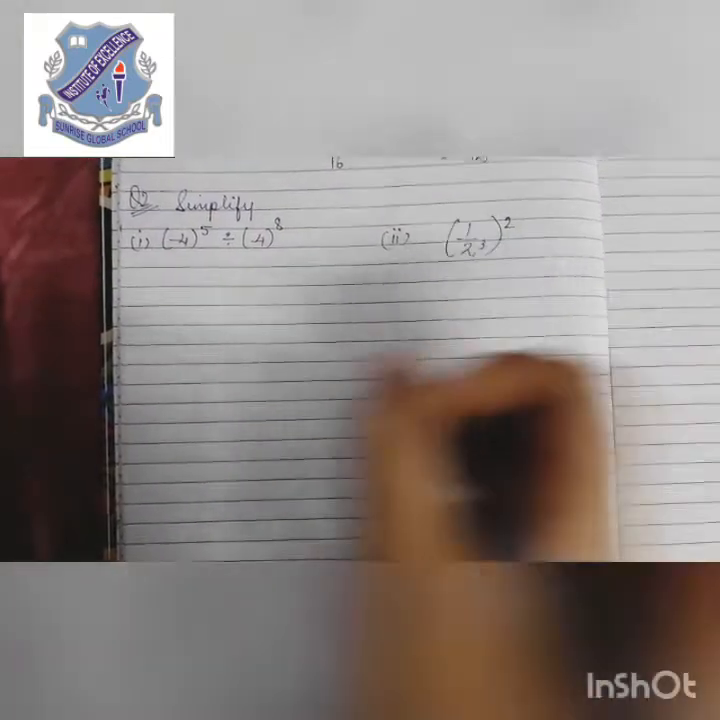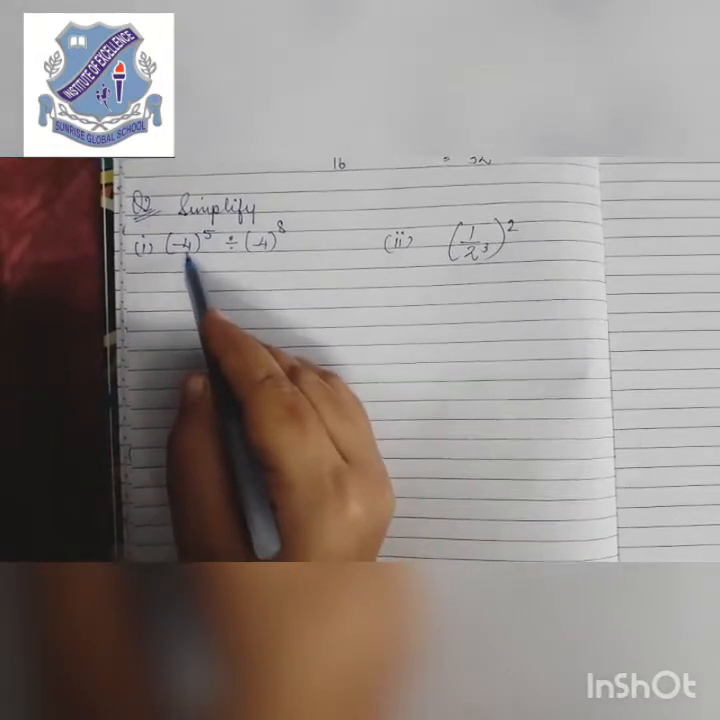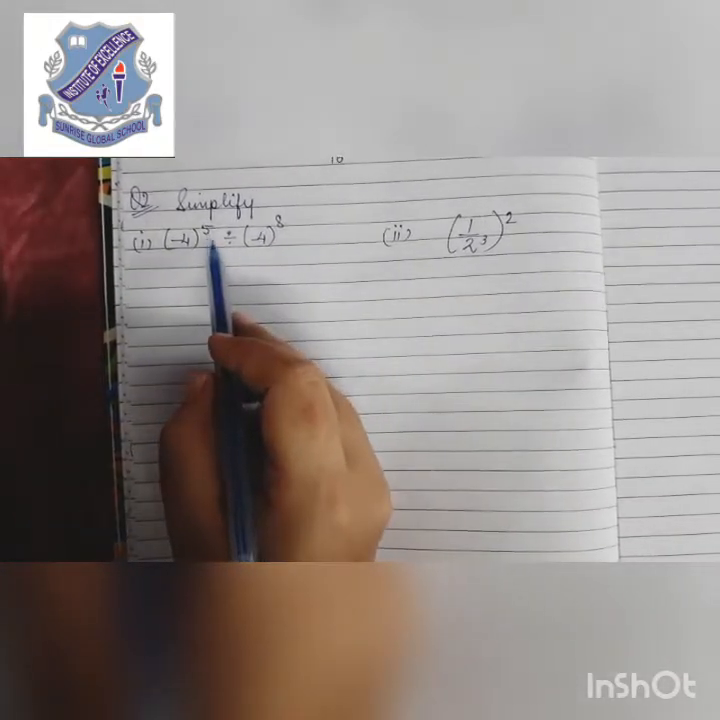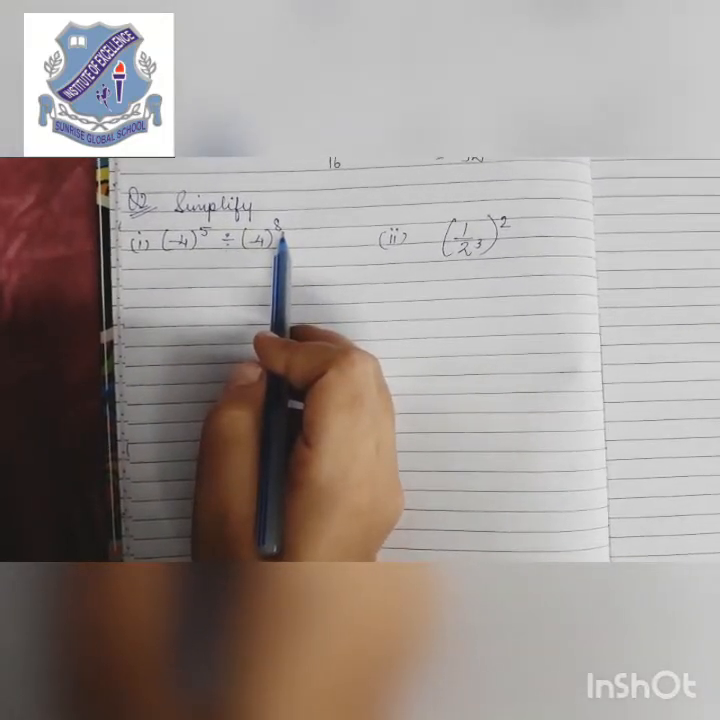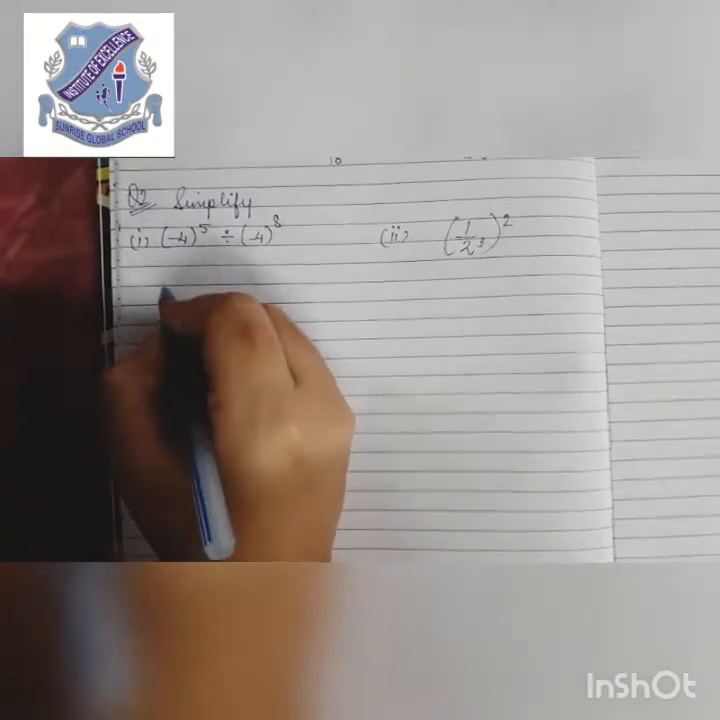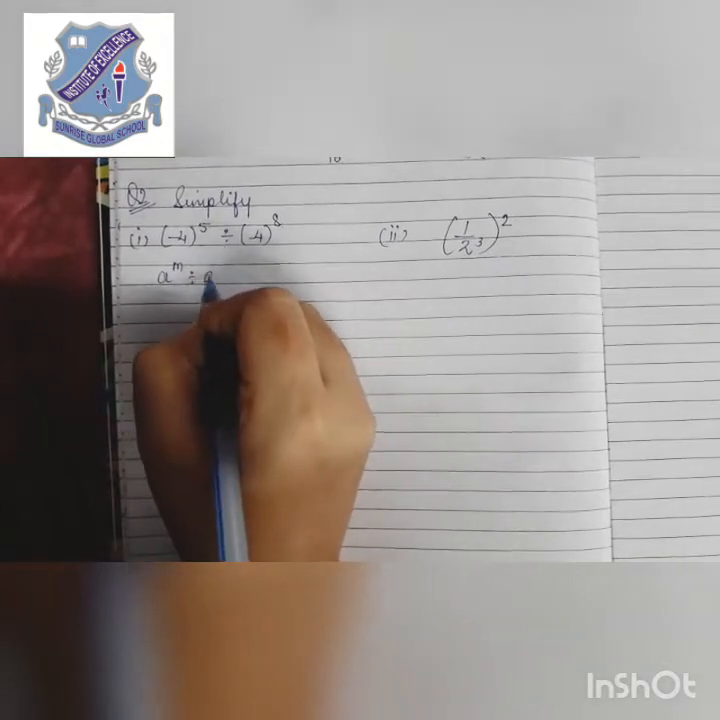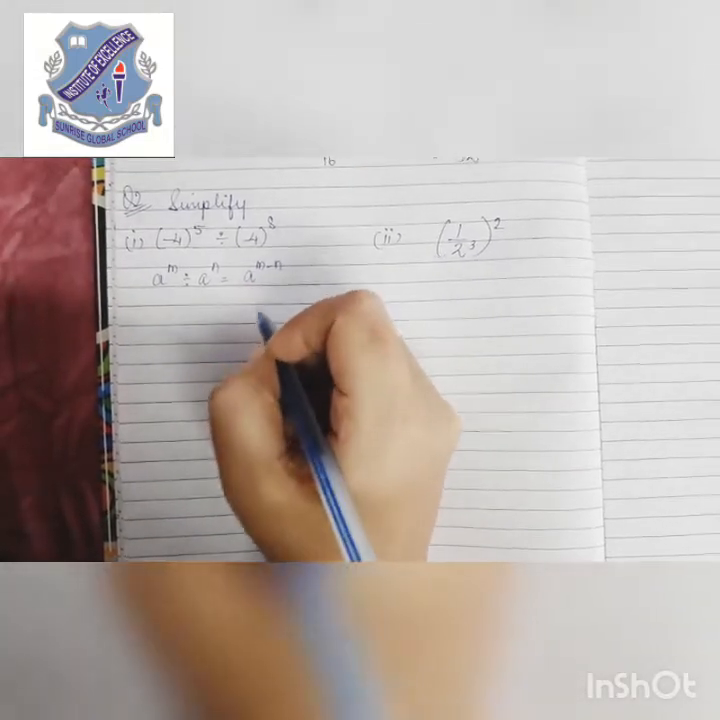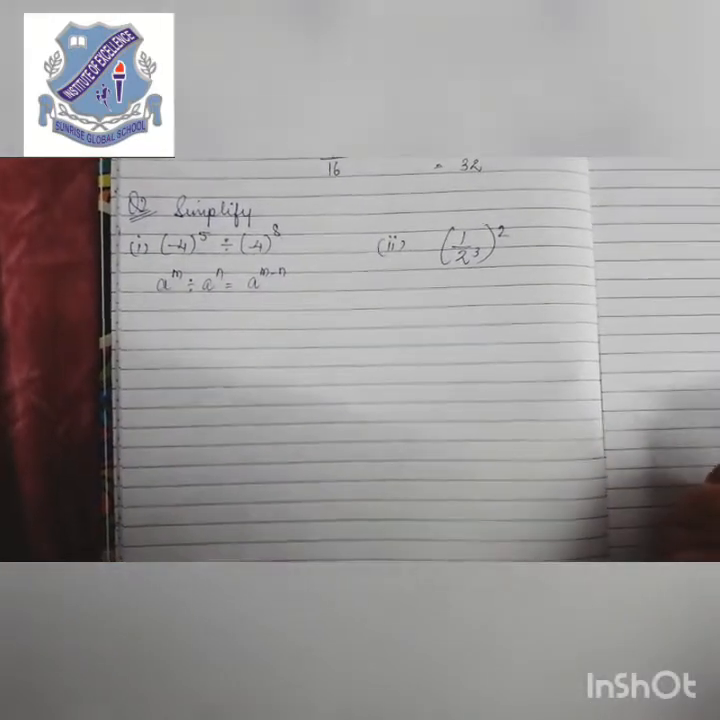Now moving on to the next question, you see that you have to simplify in question number 2. So the first question is minus 4 raised to power 5 divided by minus 4 raised to power 8. Now you see that the powers are only in positive form, so we don't have to take them to the denominator form. Now applying the law that when the base is the same, a raised to power m divided by a raised to power n gives a raised to power m minus n, correct? This is the law of exponents we have studied.